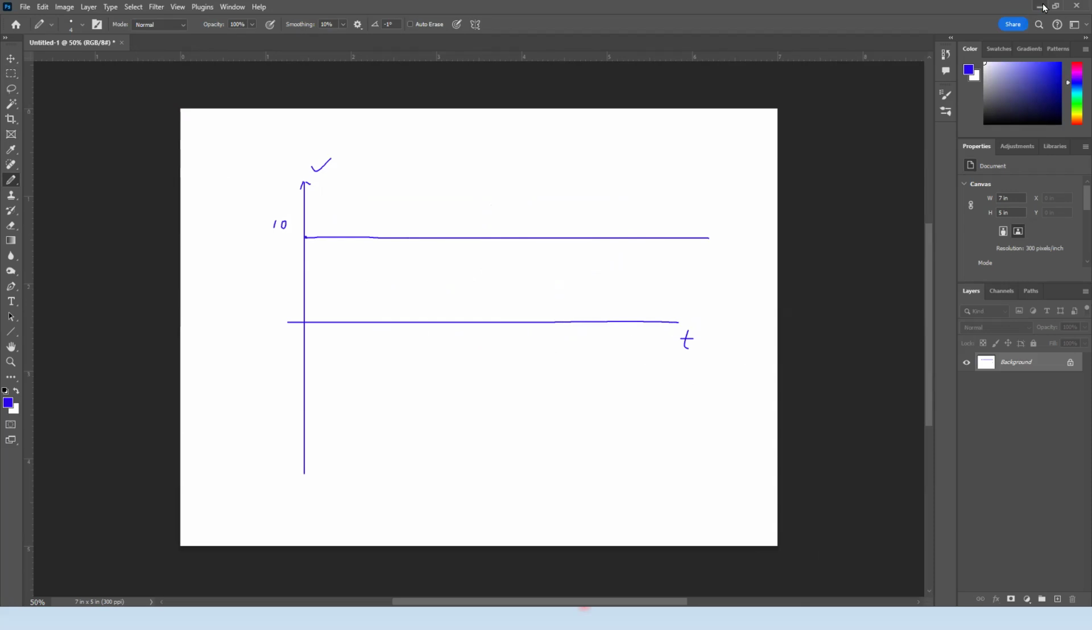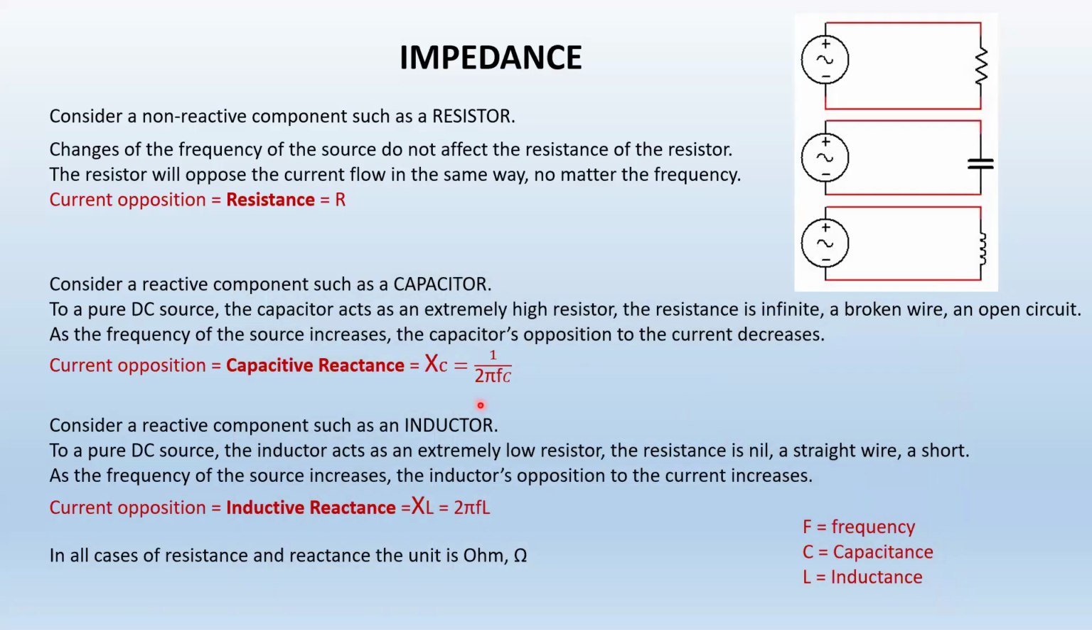So that's a DC. Now, to a pure DC source, if it was a pure DC, not the little tilde wavy thing, it's just a plus and minus, the capacitor acts as an extremely high resistor. It's just like disconnecting, having two loose wires, just like that, right?